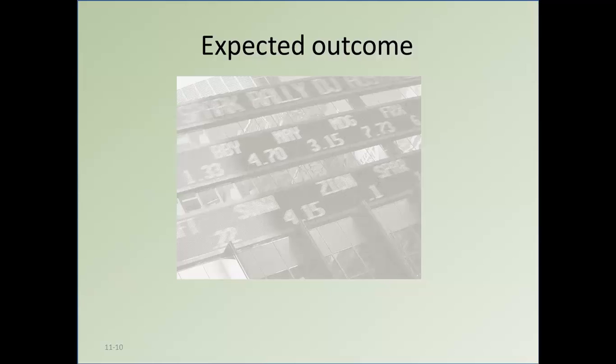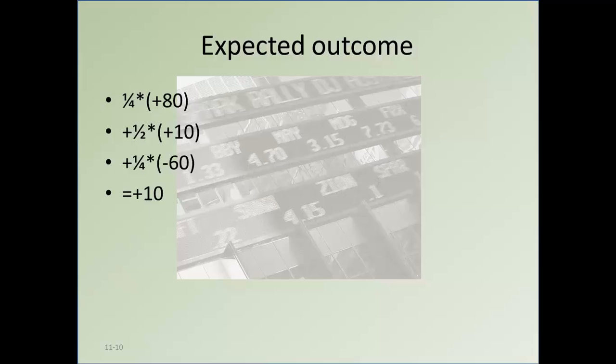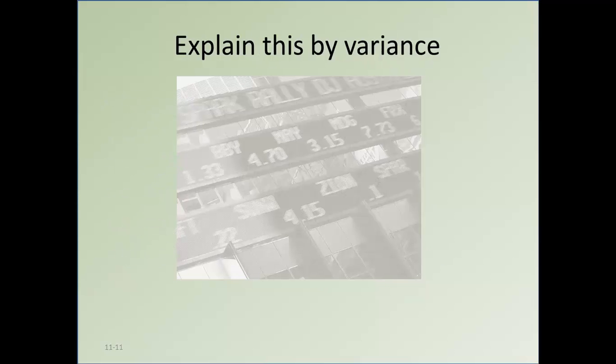So the expected outcome is, let's just arrange, half times 80 plus 1/4 times 80 plus half times 10 plus 1/4 times minus 60, which is 20 plus 5, 25, minus 15, or 10. The expected outcome of this game is the same as the expected outcome of the previous game that we played. So which game is better? Which game would you rather play? Most investors, if they were given this choice, would rather play the first game because this game has a higher risk of loss. And we can explain this by variance.